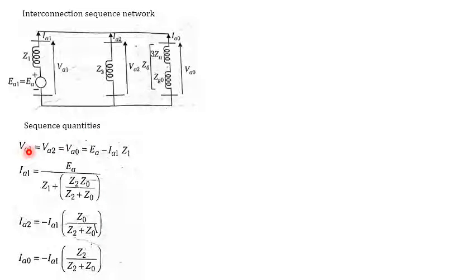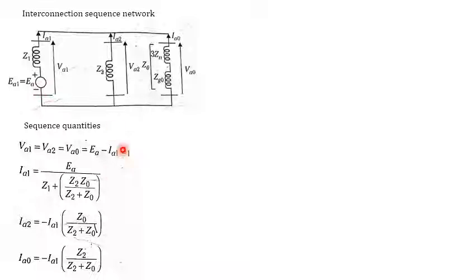VA1 consists of the value of IA1, VA2 of IA2, and VA0 of IA0. From this we can write the sequence quantities. From the above equation, VA1 is the same as VA2 and the same as VA0, because all the networks are connected in parallel. We know that VA1 is EA1 minus IA1 Z1. What is EA1? It is the same as EA.